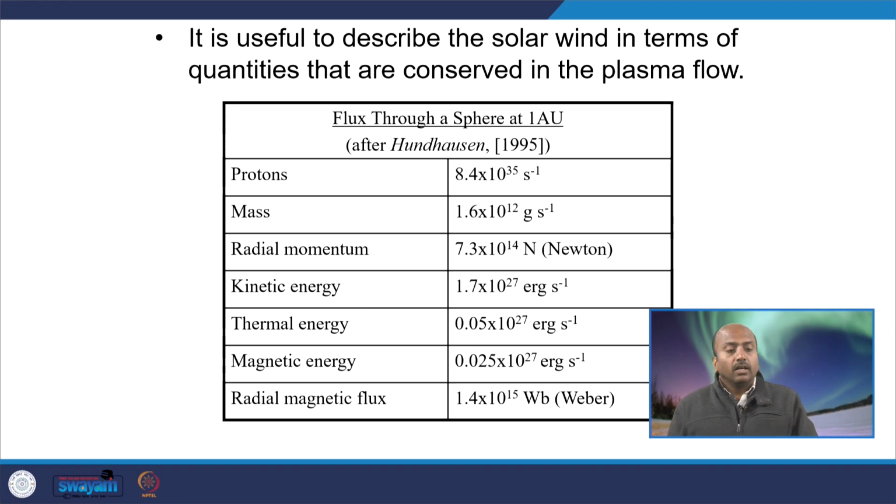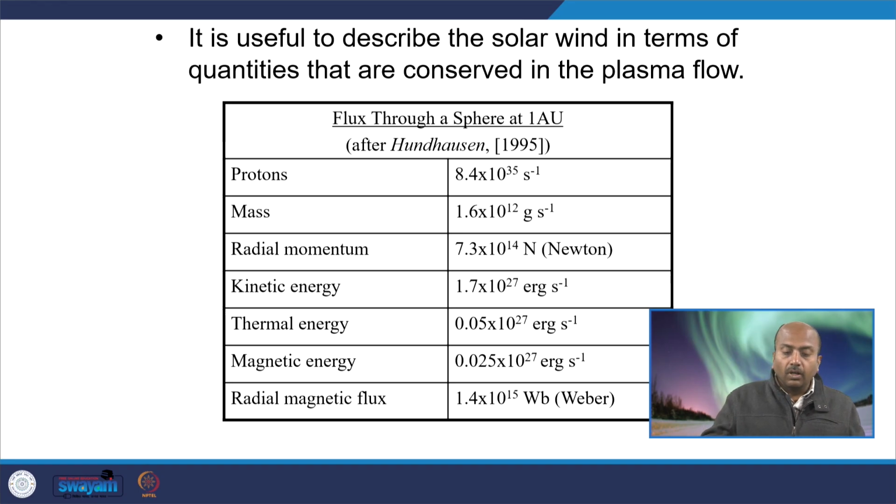Okay, and it is also useful to describe the solar wind in terms of quantities that are conserved in the plasma flow. So these numbers are the flux through a sphere at 1 astronomical unit. Okay, the total amount of mass or number of particles that are going away is shown in this.